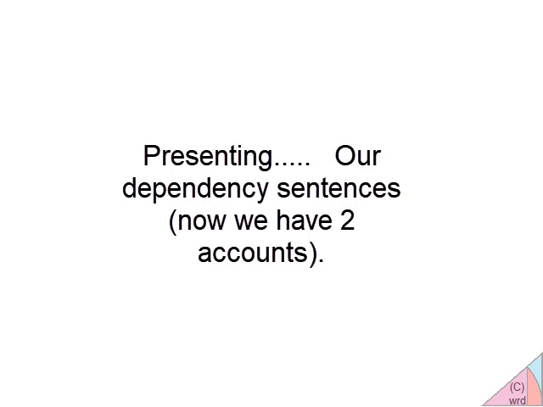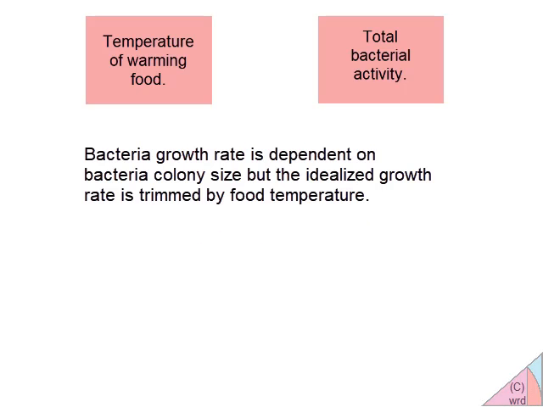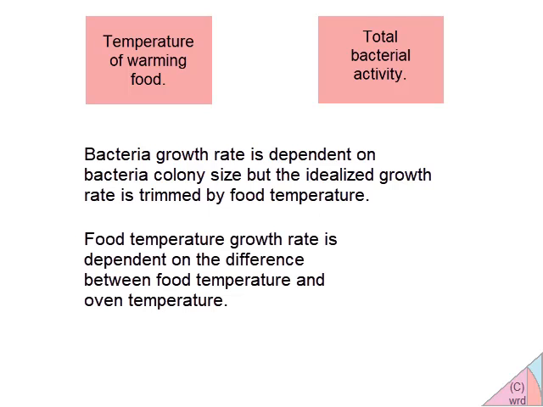Our dependency sentences. Bacteria growth rate is dependent on bacteria colony size, but the idealized growth rate is trimmed by food temperature. Food temperature growth rate is dependent on the difference between food temperature and oven temperature.